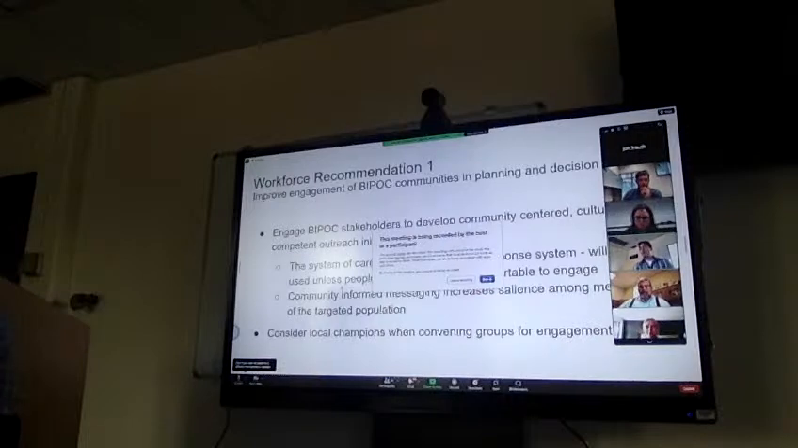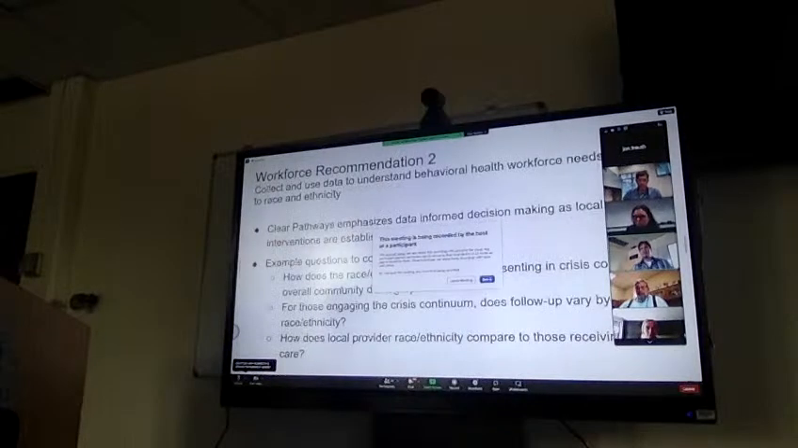Considering local champions when convening groups for engagement. So making sure that, I know with Lighthouse, we stretched out over into the Athens side of the state and as far north as the Dayton side of the state, that with a big agency, knowing that we have a training specific to maybe Appalachian population in Athens County, or the mix of folks that we would see in Dayton, and making sure that we bring them to the table and they have a voice at the table.